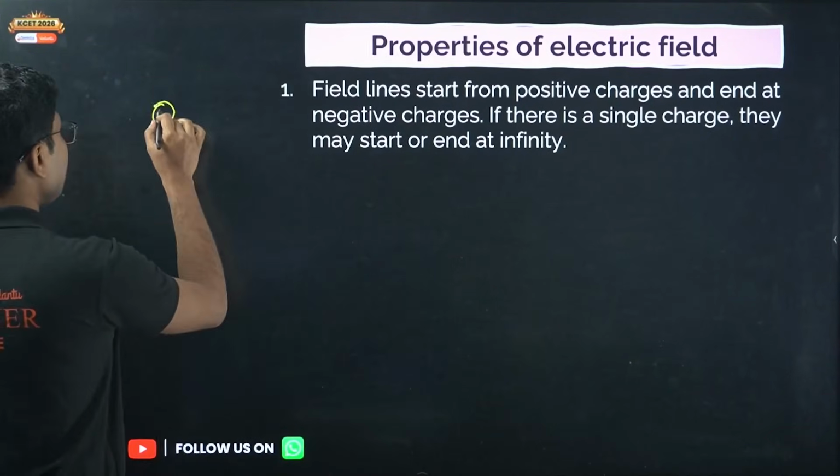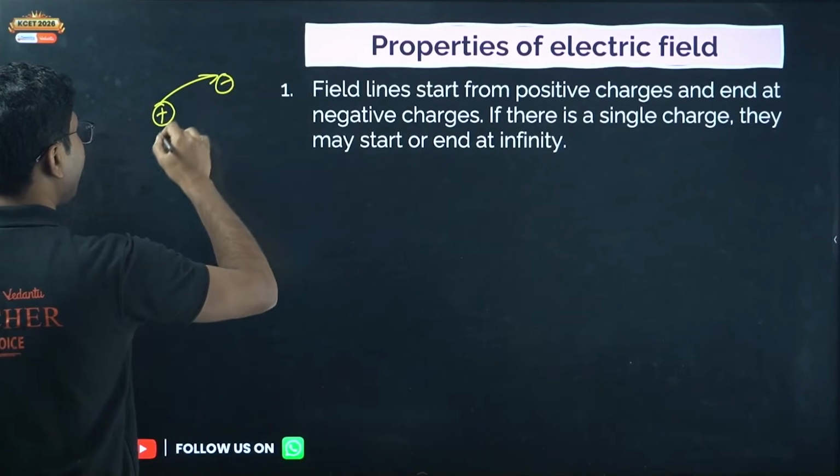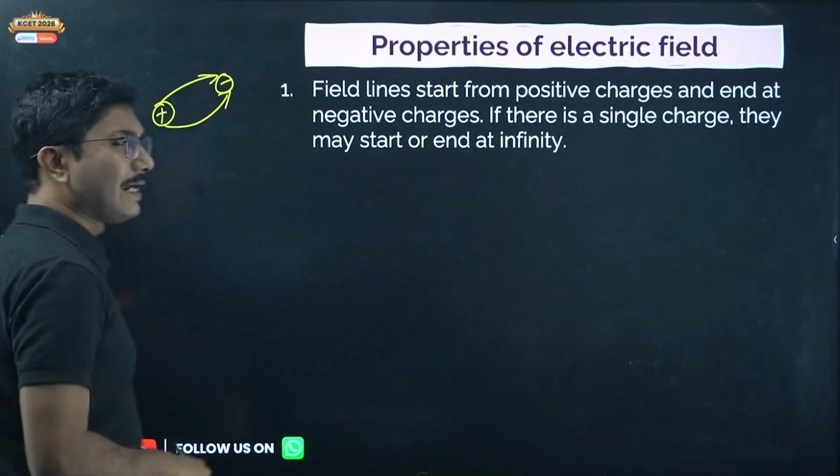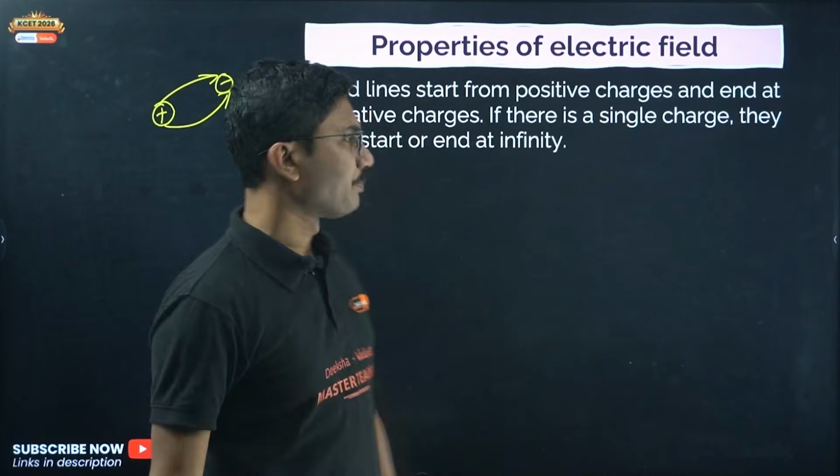So whether the charge is positive or negative, based on the nature of the charges, electric field lines will always start at positive and end at negative. In the case of one charge, it can start or end at infinity as well.